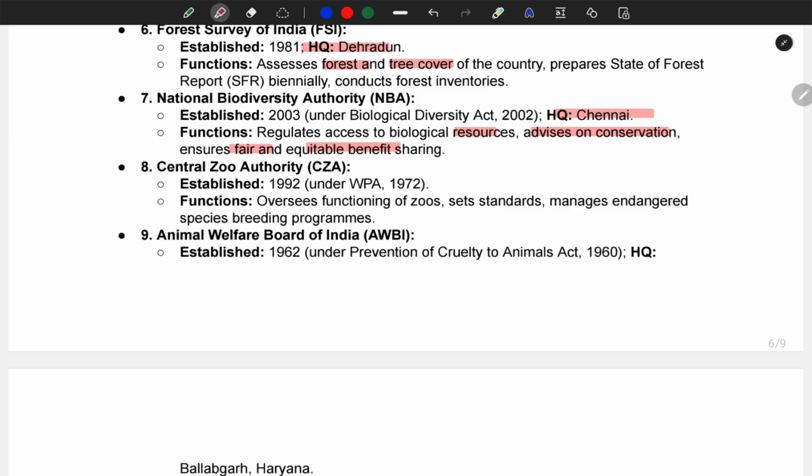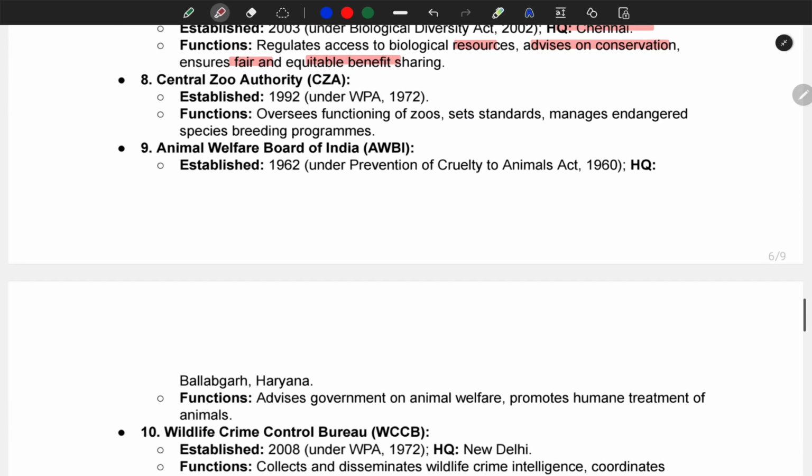Central Zoo Authority, established in the year 1992 under WPA 1972. Functions: oversees the functioning of zoos, sets standards, manages endangered species breeding programs.